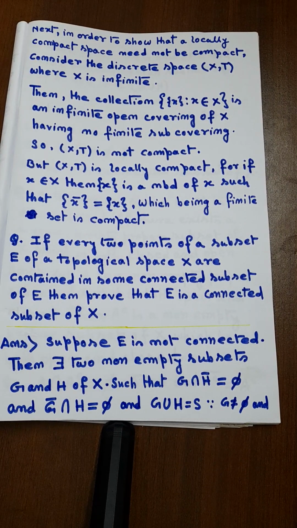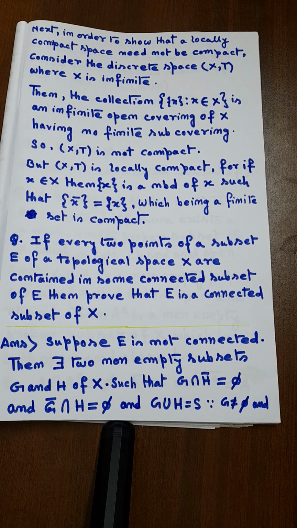Okay, next, in order to show that a locally compact space need not be compact, consider the discrete space (X, T). Now what is a discrete space? I have given the definition in my previous videos. Go there and understand what a discrete space is. So consider the discrete space (X, T) where X is infinite.